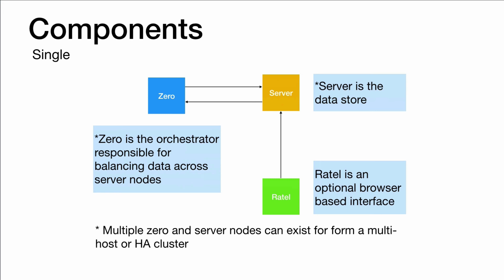Then you have the server, which is the actual data store. And then Ratel is optional. If you use a client to access the server data, then you really don't have to have it, but it is a convenient UI for accessing and querying the server data. Also, it's worth mentioning that since it's a truly distributed database, more than one zero and server can exist.